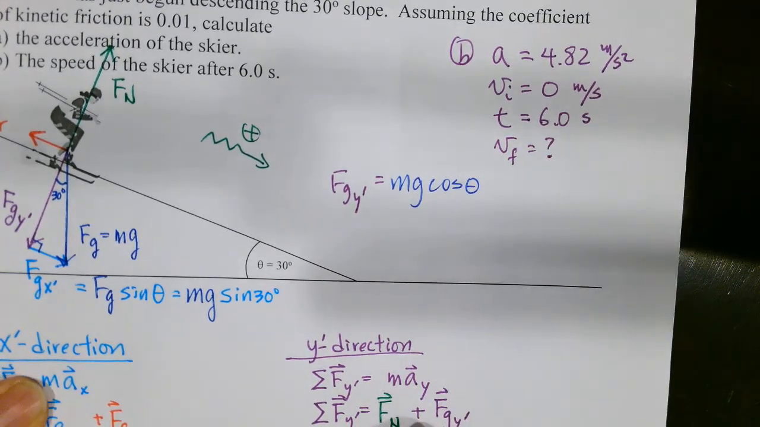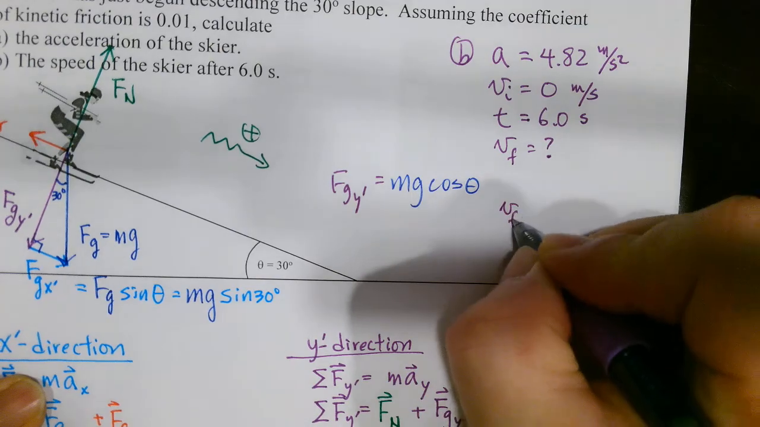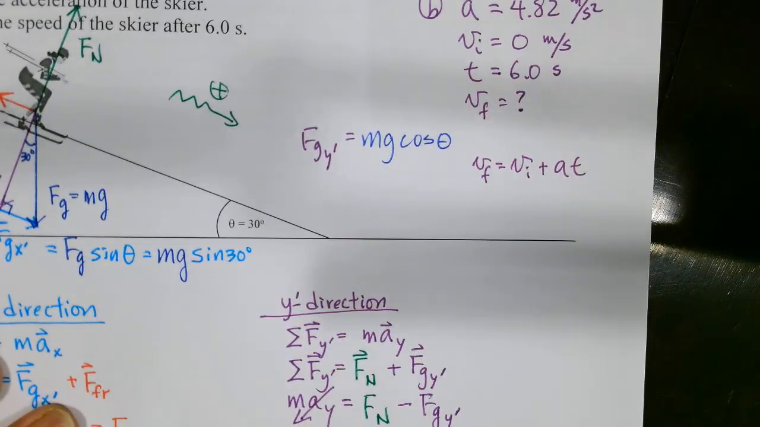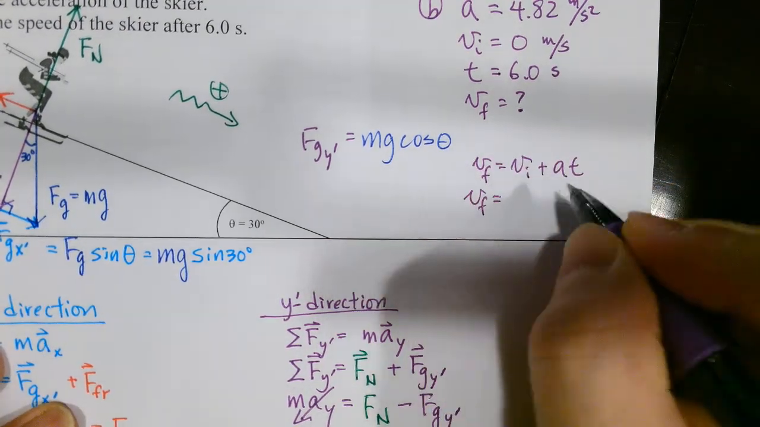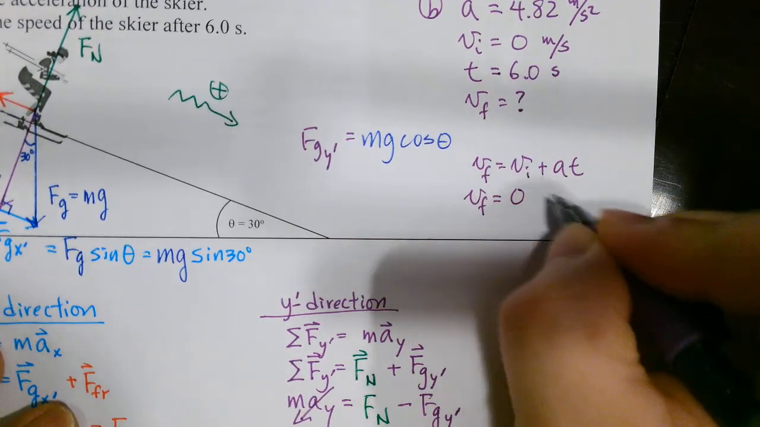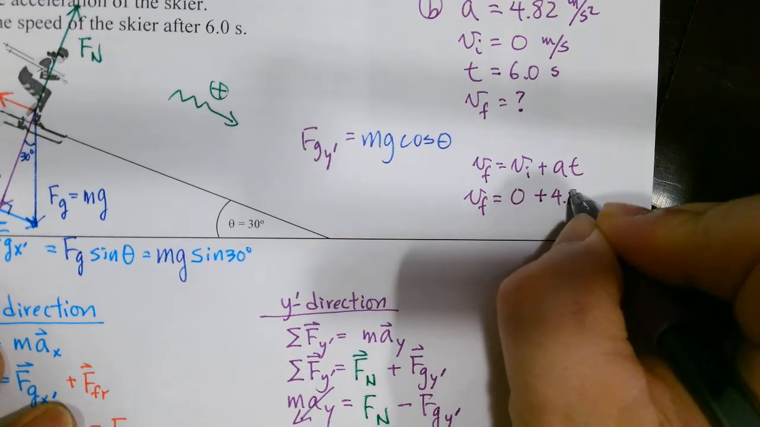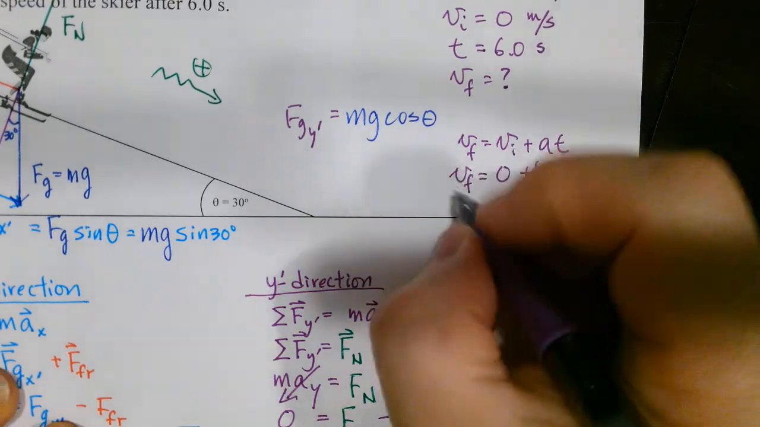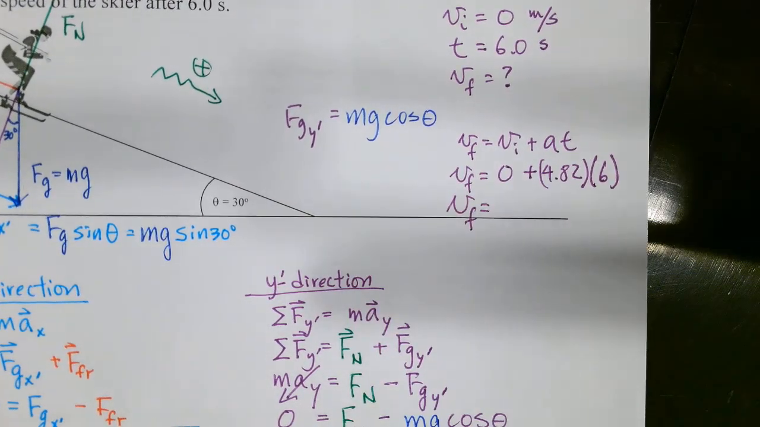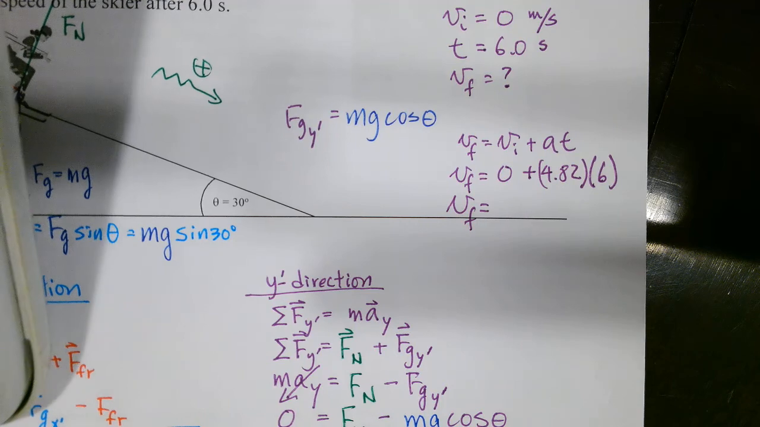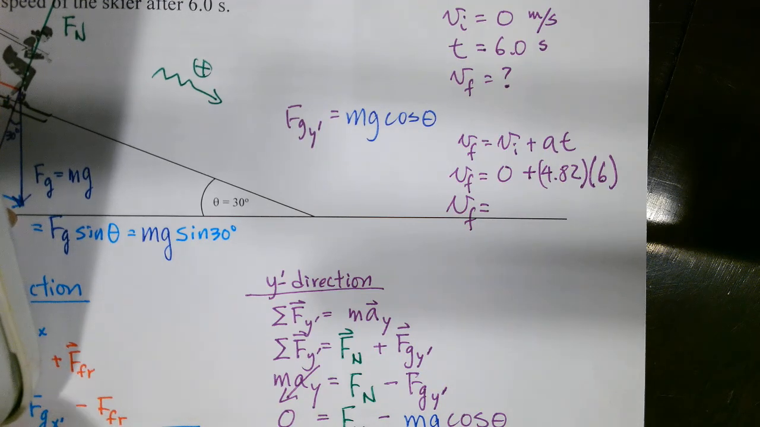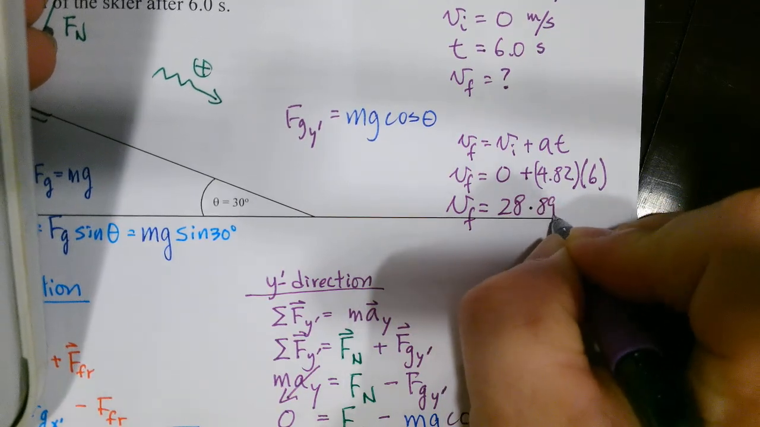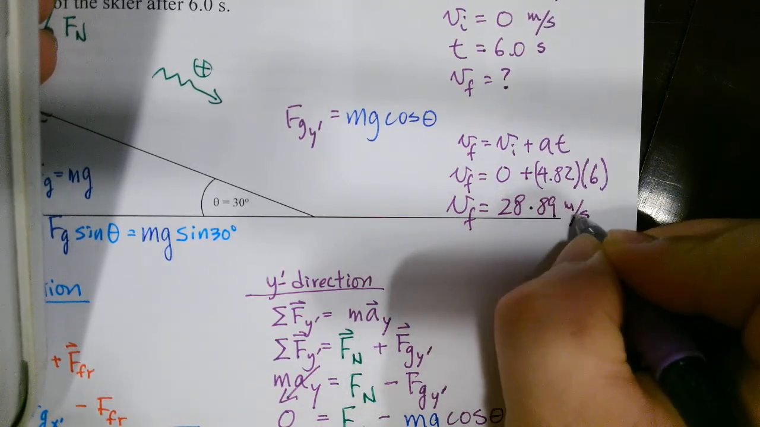This looks like equation number 1: Vf is equal to Vi plus at. So Vf is equal to initial velocity, 0, plus 4.82 times 6. So my final speed after 6 seconds of going down, bombing the slope, is equal to 28.89 meters per second.